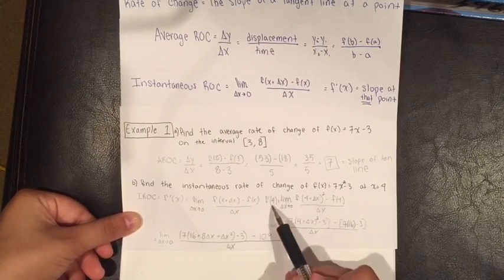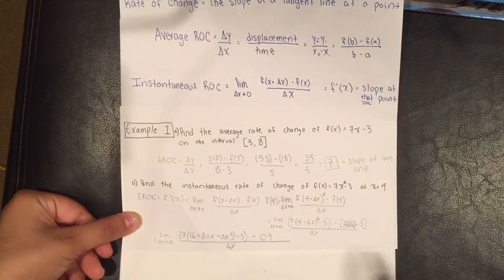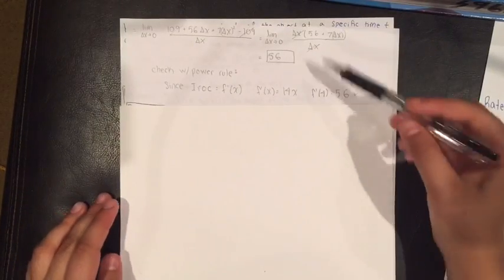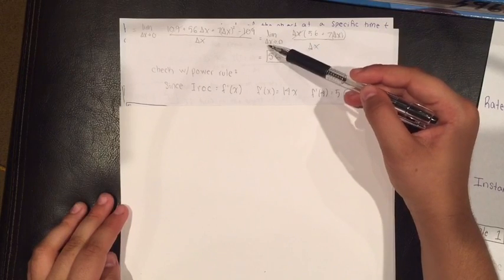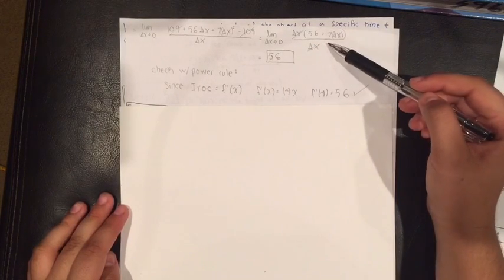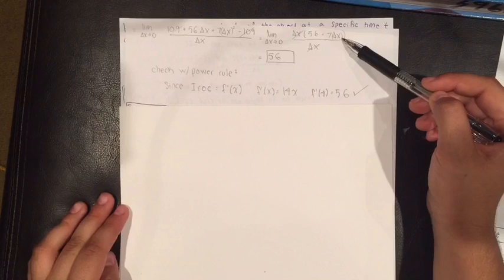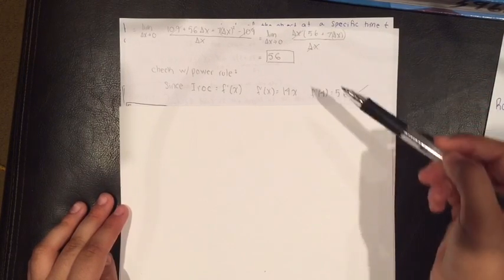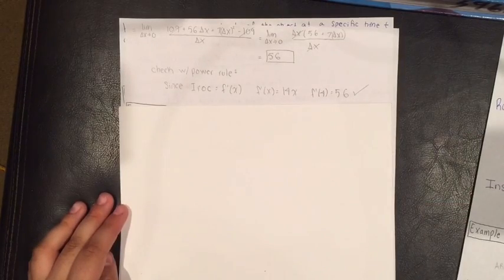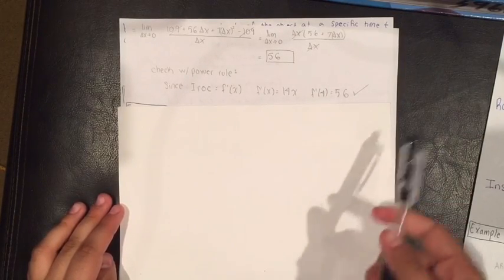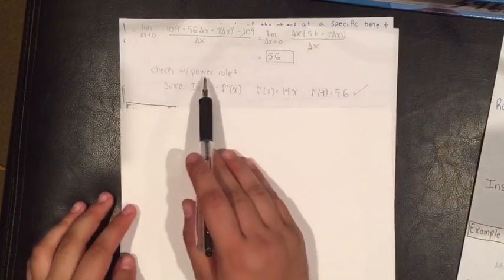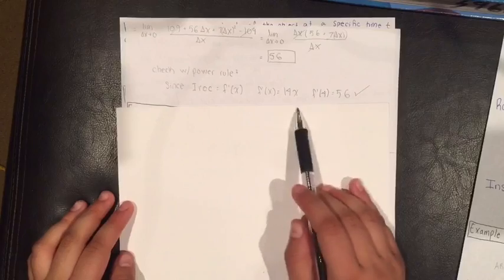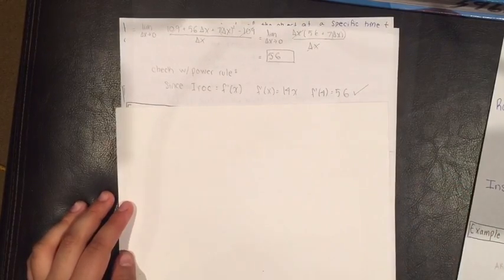Now, if x equals 4, you sub that in, and with some algebra, you'll get that the limit as delta x goes to 0 is 56 plus 7 delta x. Now, if delta x is 0, the answer is 56. You can check this with the power rule for finding the derivative. And remember, the derivative is equal to the instantaneous rate of change. So, if you use the power rule, then the derivative of f of x equals 56, which is correct.